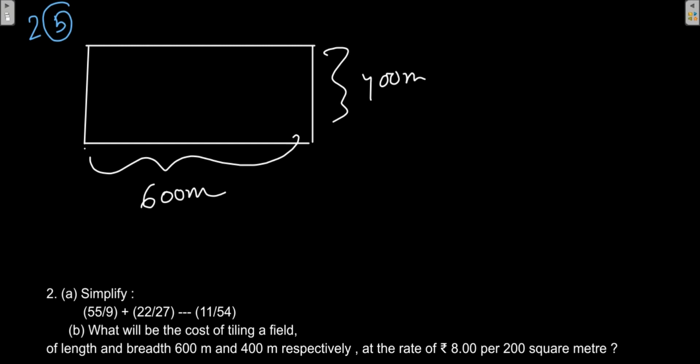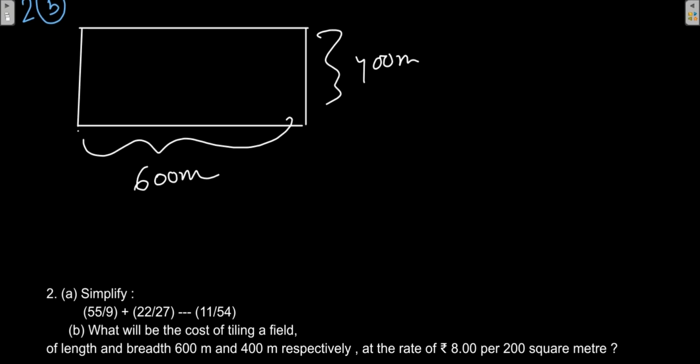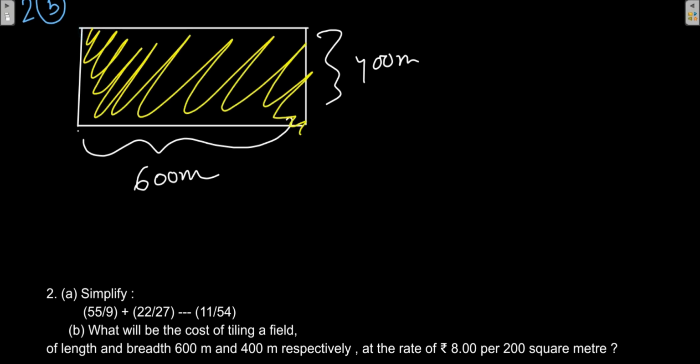So as per this given data, they have asked what would be the cost of tilling this field. So for tilling we need to find out the area, means for tilling we will do it all over the field. So first of all we need to find out the area of the field. Then for 1 square meter, the cost... for 200 square meters of area, the cost will be 8 rupees. So then for this much area, how much cost will there be, that we need to find out. So let's find out the area first.